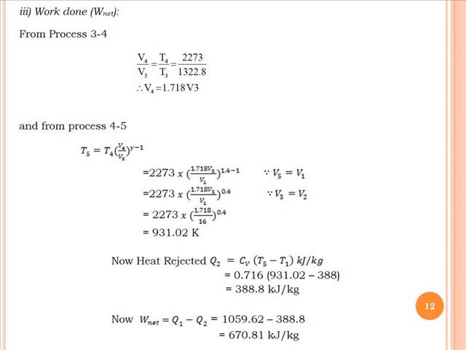And based on that, W net, that is heat supplied minus heat rejected, or you can say total heat supplied minus total heat rejected. So that is 1059.62 kilojoule per kilogram minus 388.8 kilojoule per kilogram. So we'll get the answer, that is equal to 670.81 kilojoule per kilogram. That is the work done available from the system. So now we will move towards the next task.